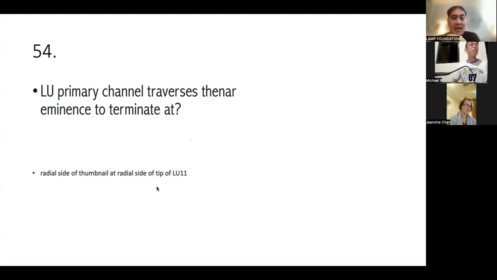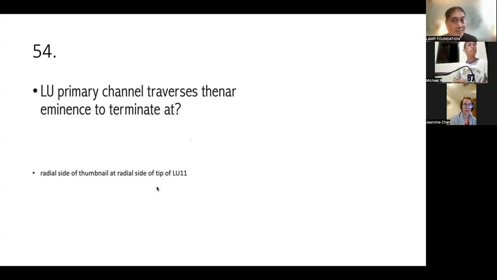Okay, when do you use Lung 10? What is the key word in Lung 10? Is Lung 10 the Ying spring or the shu stream? Ying spring. When do you use it? What's the key word? Fire point. Fire, for heat.